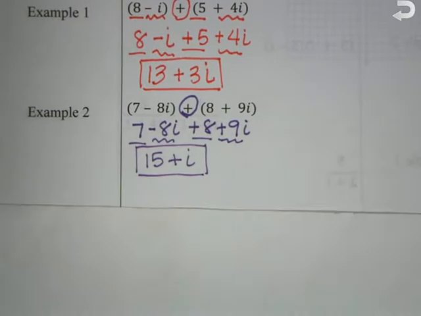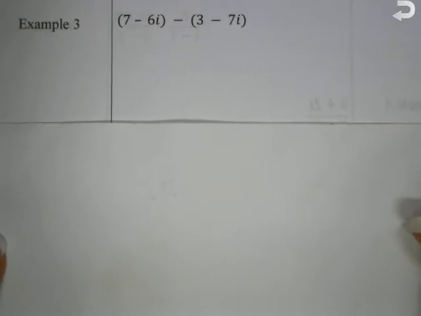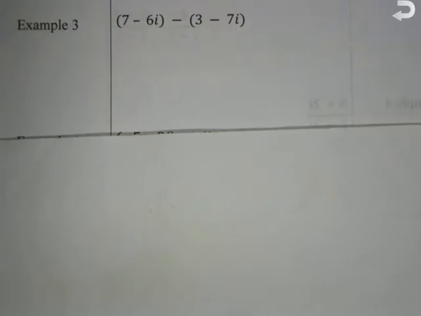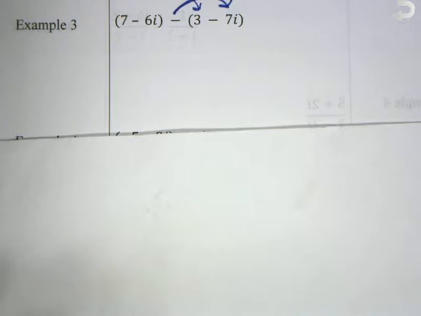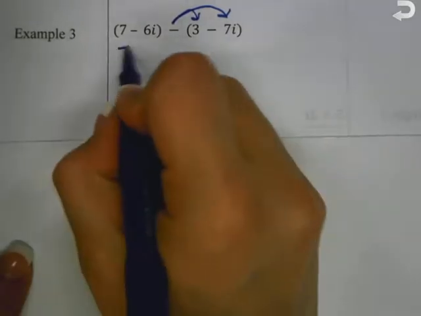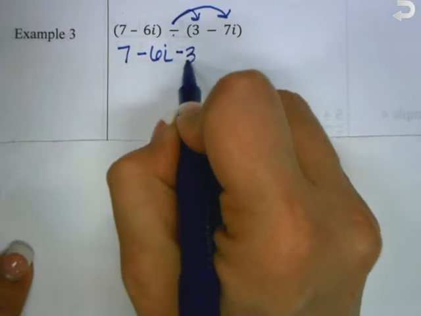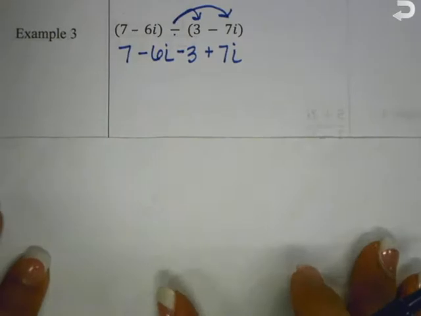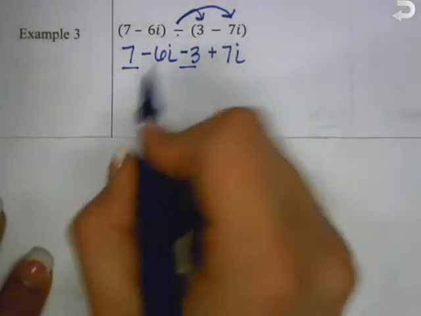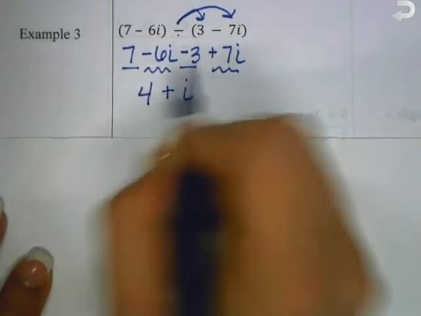So let's try a subtraction problem. All right, now addition doesn't change the signs of anything, but what happens when we have a subtraction? Right, we distribute the subtraction sign into the parentheses. And so now let's rewrite it. That gives me 7 minus 6i. Negative times 3 gives me negative 3 plus 7i. Now I can combine like terms. 7 minus 3 gives me 4. Negative 6i plus 7i is i. Then that's in standard form, right?